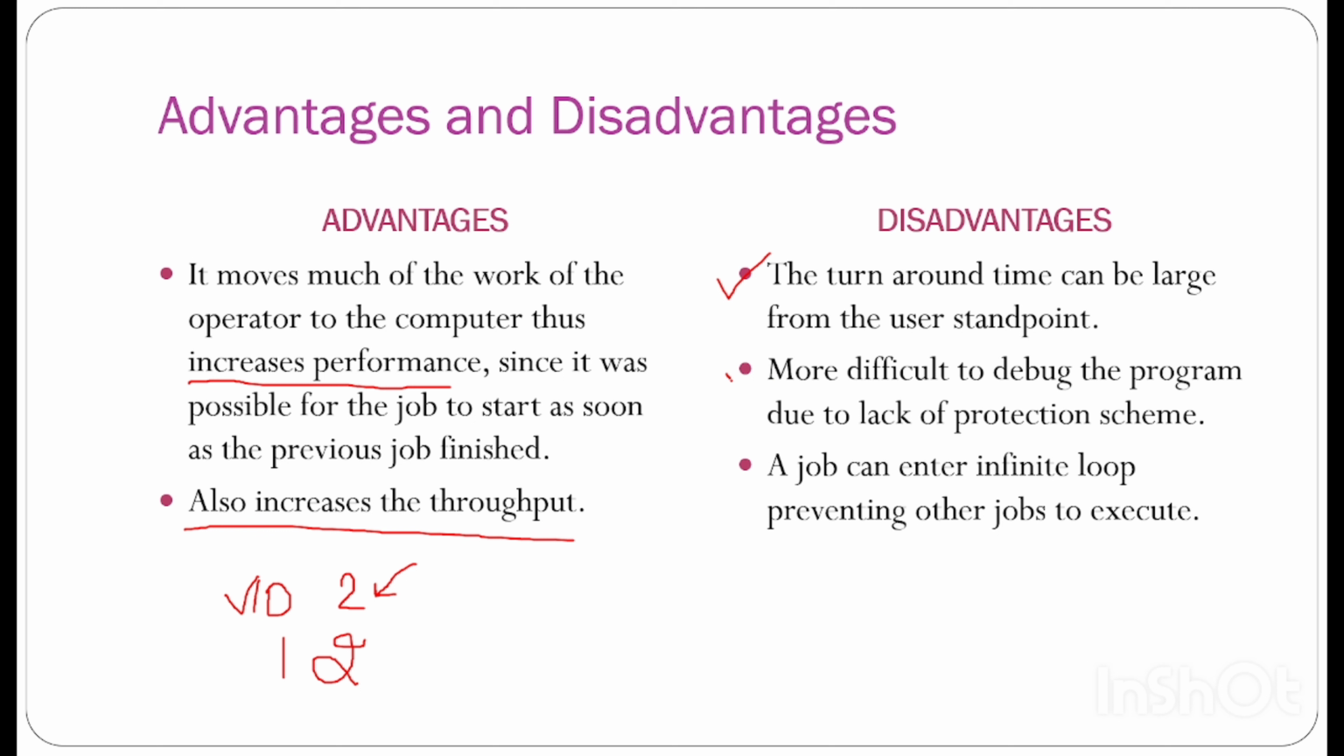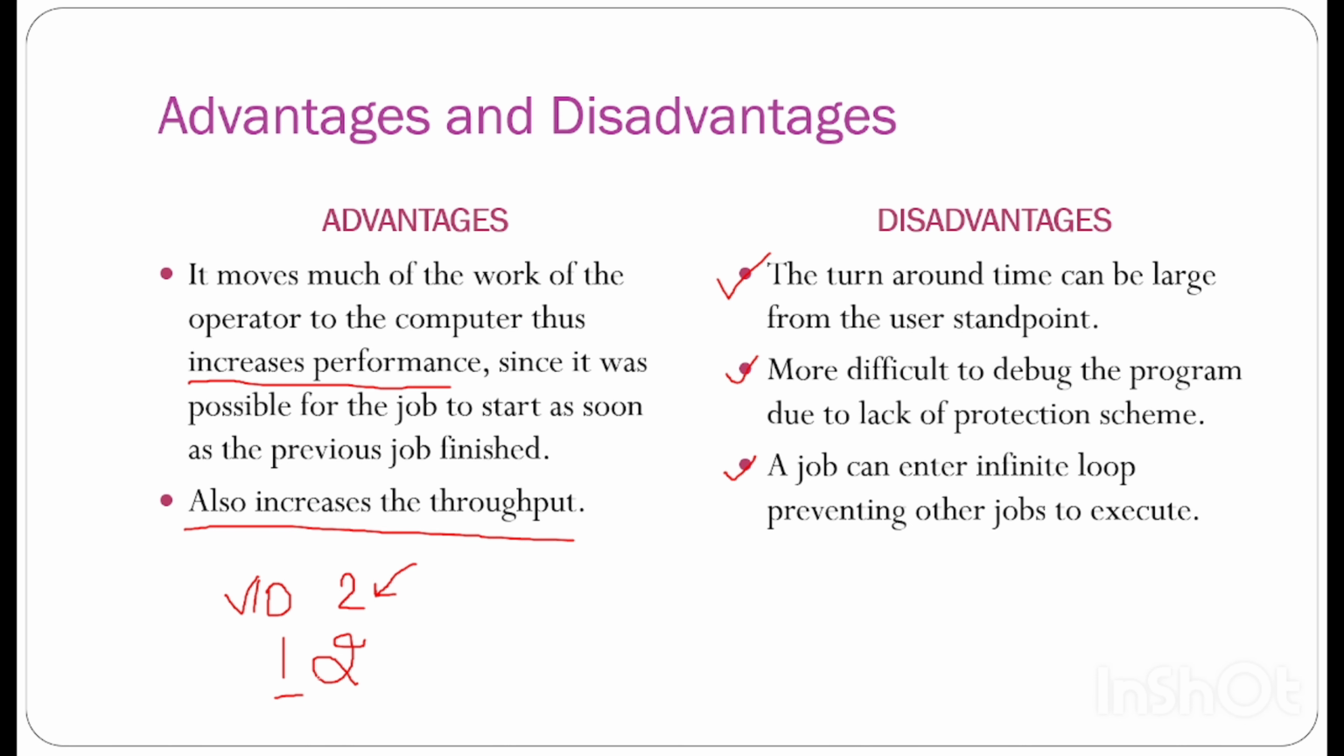And then the next two disadvantages are related to errors. Let's say there is an error in batch 1. You do not know which job is actually possessing that error, so you have to go through the complete batch. So debugging the programs can become difficult, and again the job can enter into an infinite loop, which can also prevent the jobs from executing. So these were some advantages and disadvantages of batch operating system.